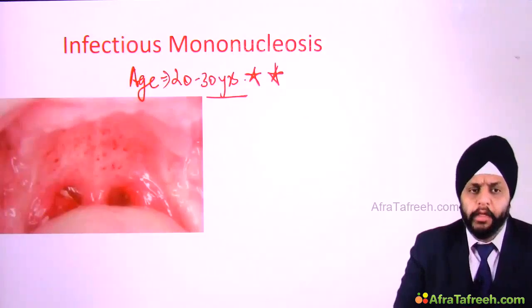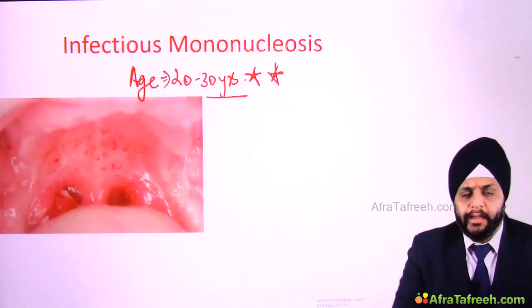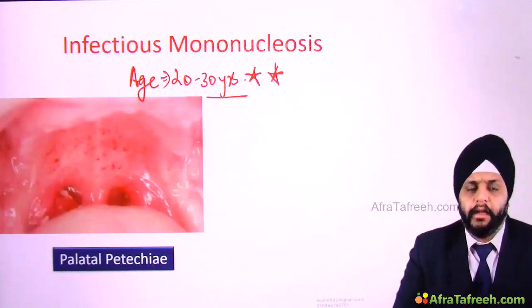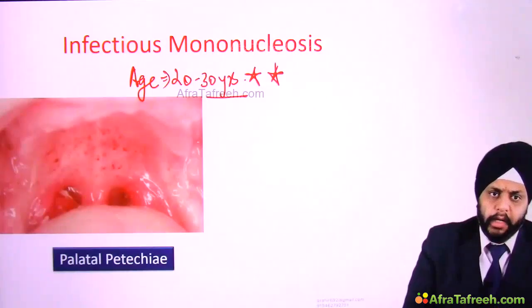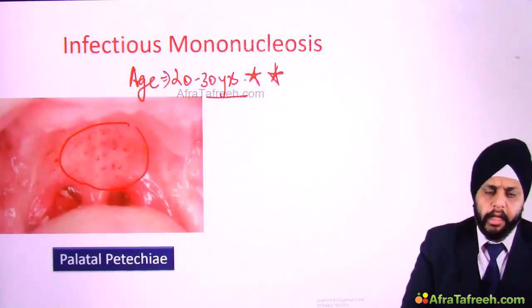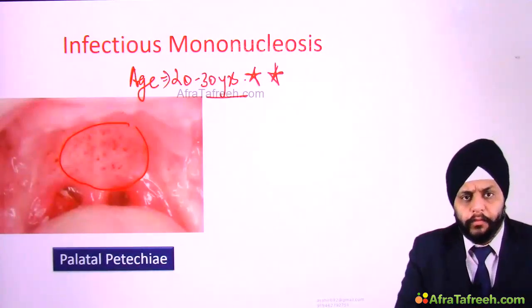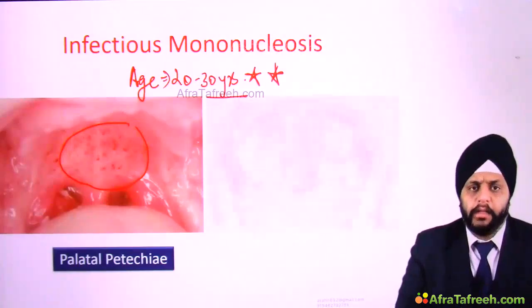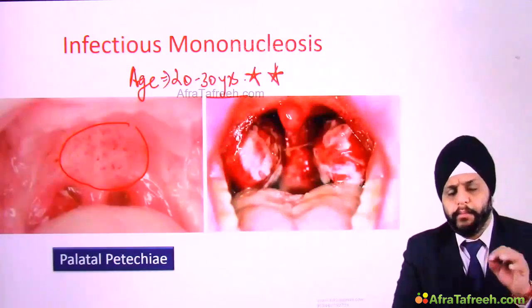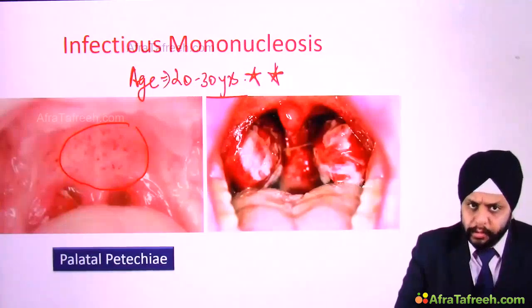Look in the photograph. You see over here that this is a viral infection, so patient may have palatal petechiae. You can identify the palatal petechiae, very, very typical for a viral infection, such as in case of infectious mononucleosis. Other than that, we can also have membrane over the tonsils.